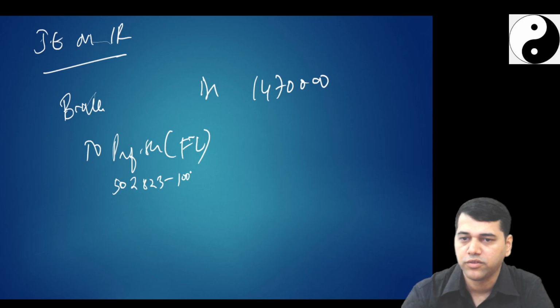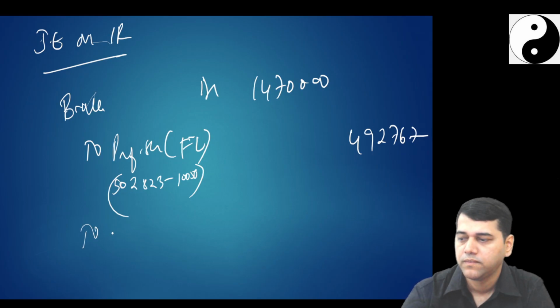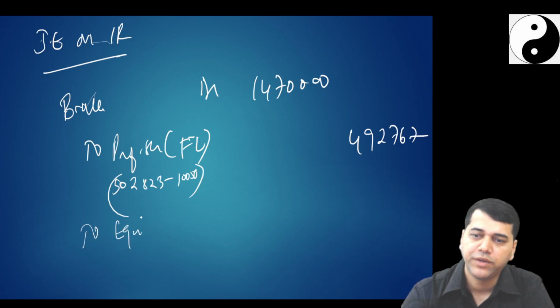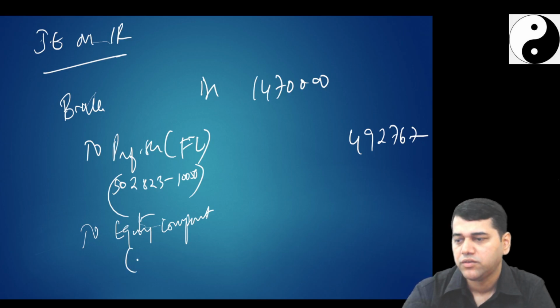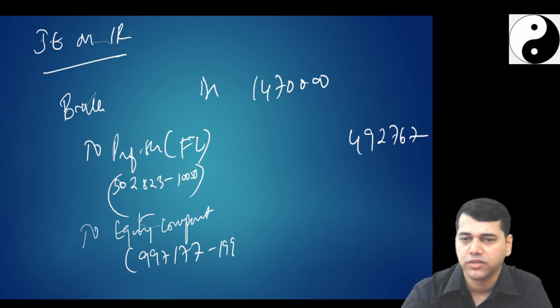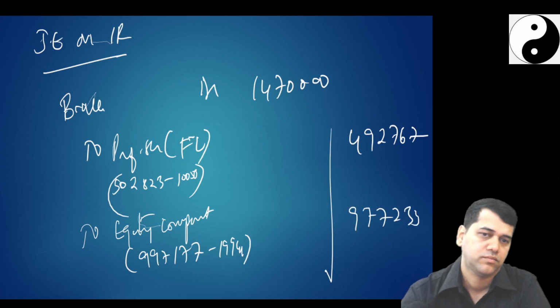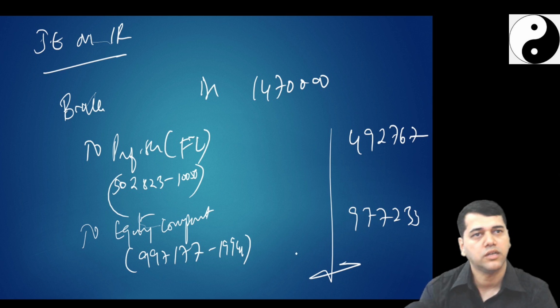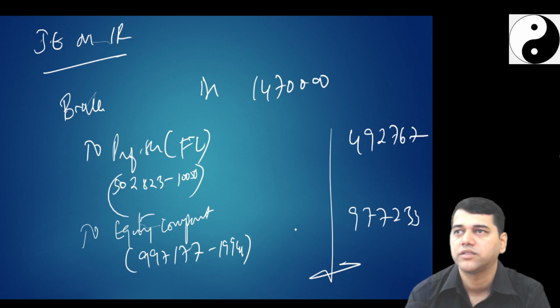$5,02,823 minus 10,056 gives you 4,92,767 to equity component of compound financial instrument, which is 9,97,177 minus 19,944 gives you 9,77,233. You clear? Yes, with this we have passed the first journal. What should I do next?